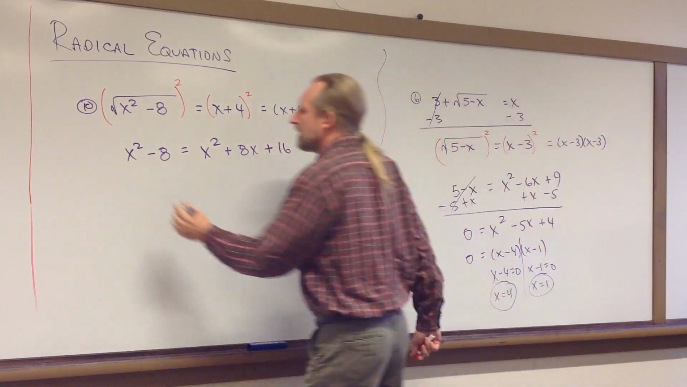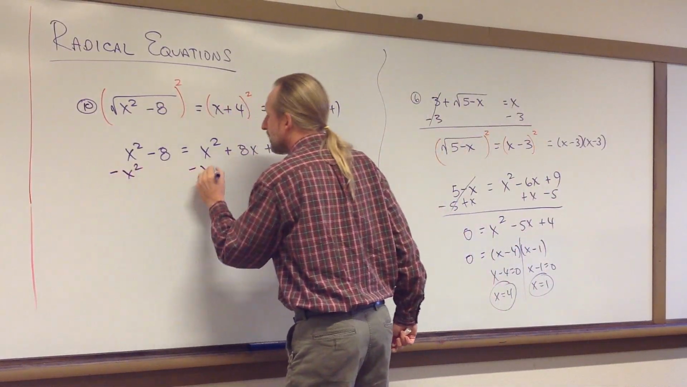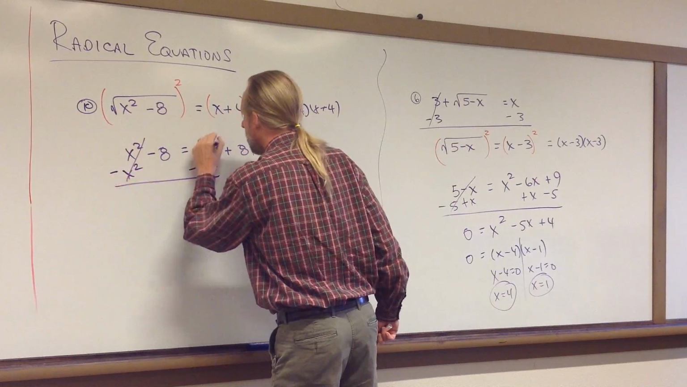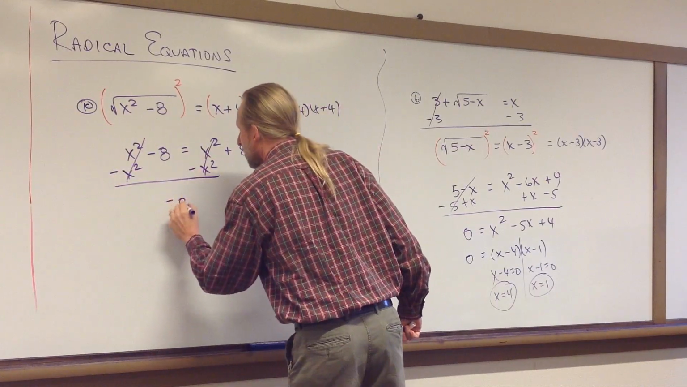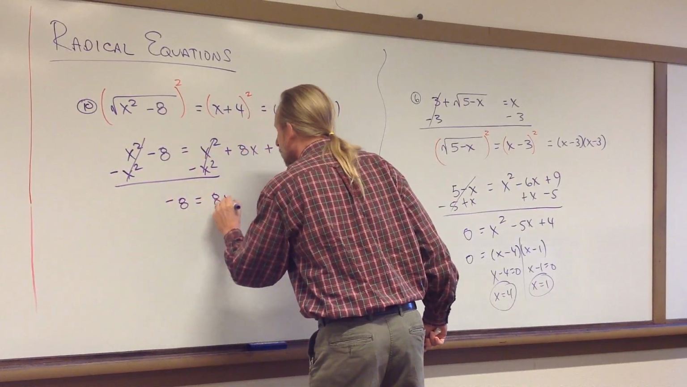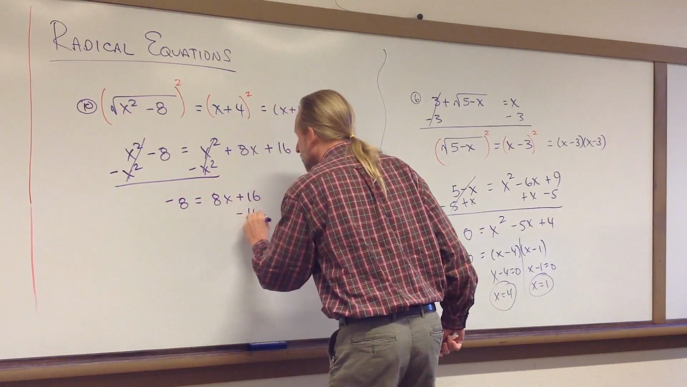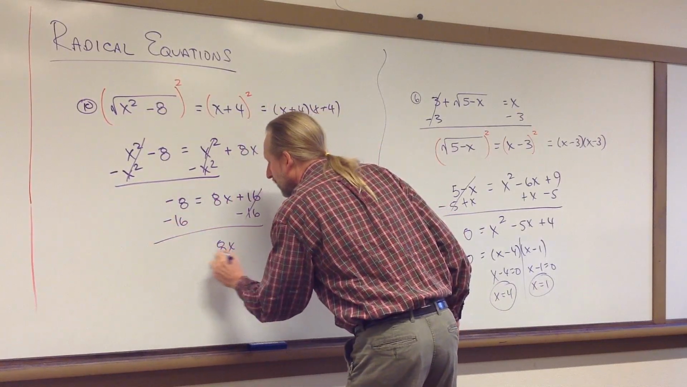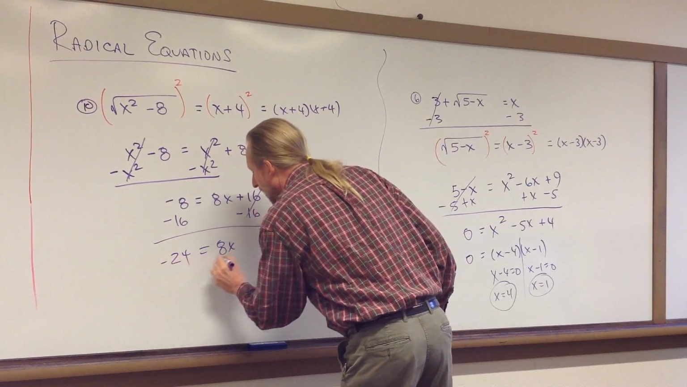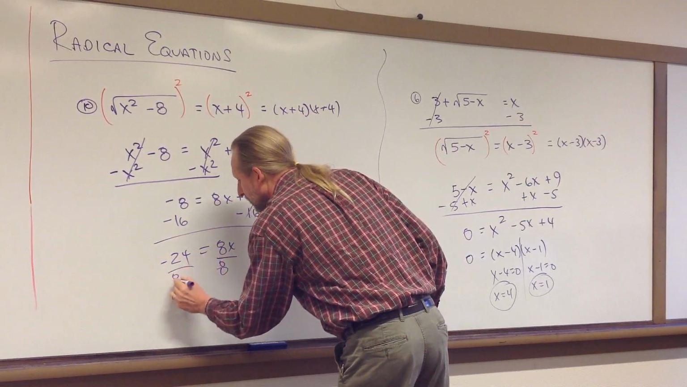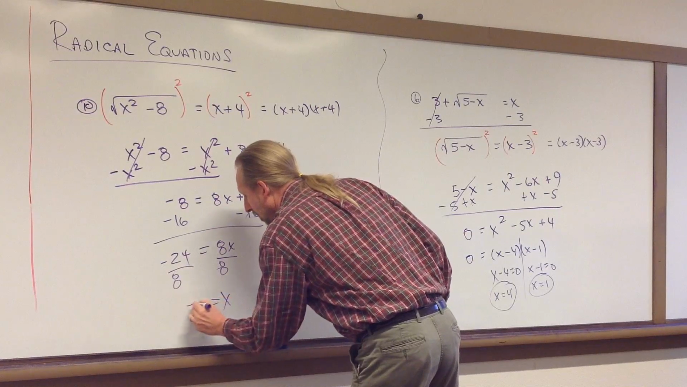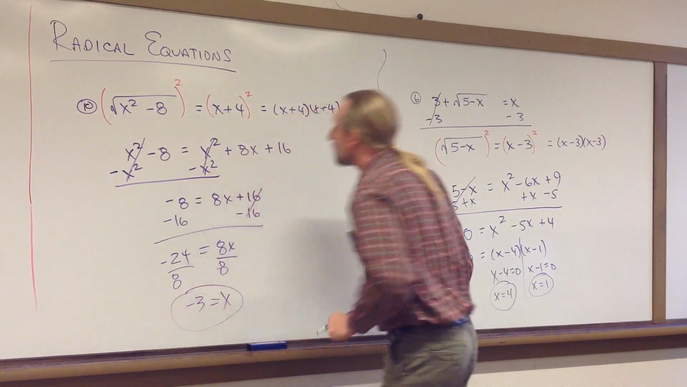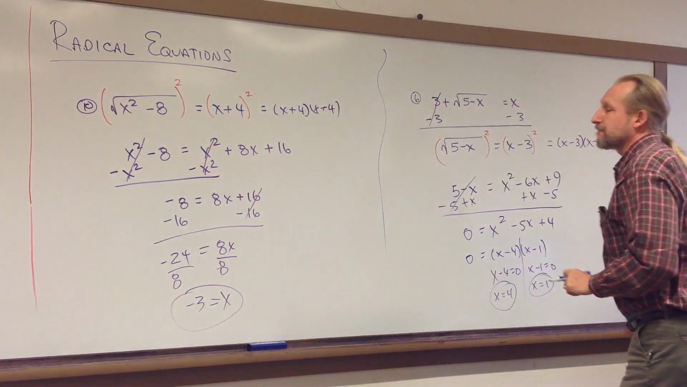Now in this one, it's kind of nice because these x squareds cancel each other out. So then we get negative 8 equals 8x plus 16. Subtract the 16 on both sides. And so then we get x is equal to negative 3. Okay.